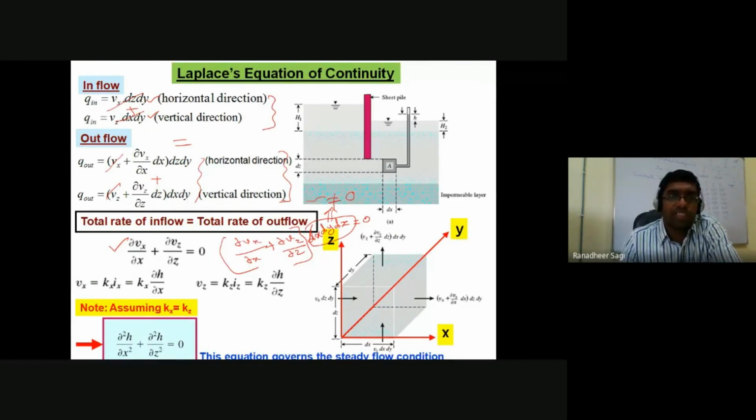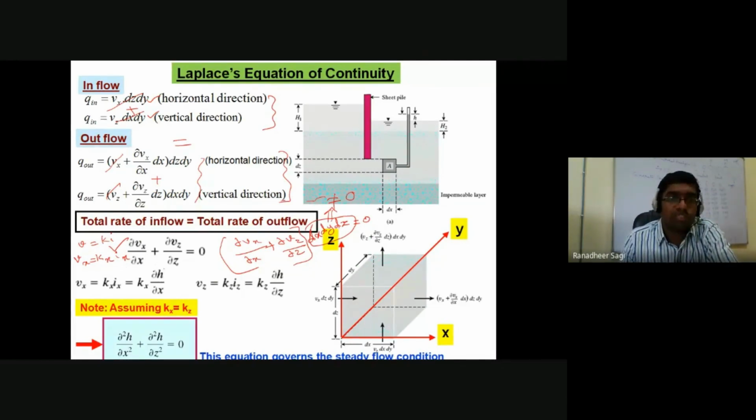And what does vx mean? It's the velocity in the x direction. Vz means velocity in the z direction. Now, how do we write down the velocity equation from Darcy's law? We have seen velocity is nothing but k into i. If I talk about the velocity in x direction, then I will write it as the coefficient of permeability in x direction into the hydraulic gradient in x direction. What does this hydraulic gradient in x direction mean? The total head difference by the corresponding flow happening in x direction.